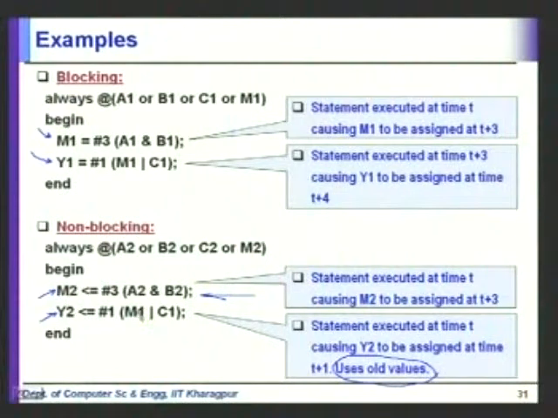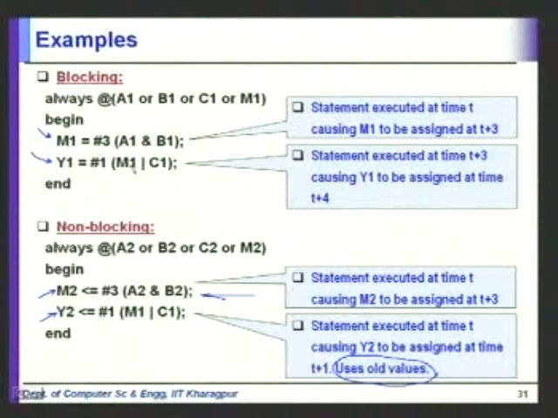If you used M2 here, I think it should have been M2 here only. This is a typo, this should be M2 or C2. Now if you use M2 here, this M2 will not be the value of M2 that this one is assigned. It will use the old value of M2. On the other hand, here, because this is completed and then you come here, the new value of M1 will be used here, right. Here the old value of M2 will be used. This should be M2 or C2.